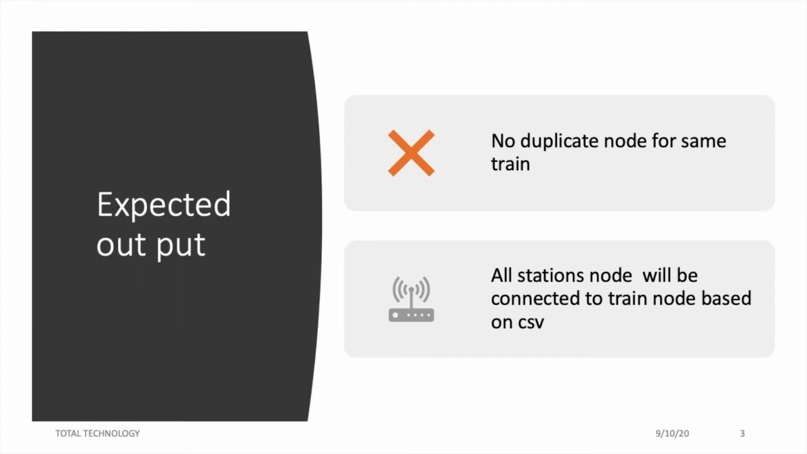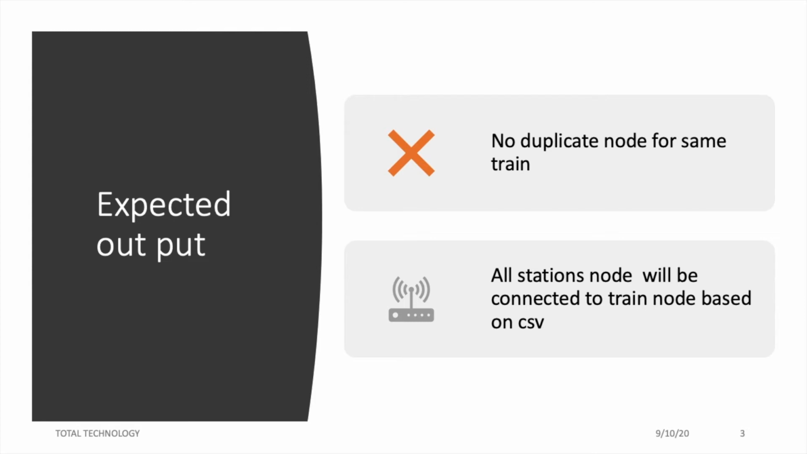So what is the expected output? No duplicate node for the same train. For example, in your list you have 5 unique trains, and every train goes to 100 different stations. Our job is to create only one node for each train, and from there connect the different stations. It is not going to be a one-to-one relationship between train and station. It is going to be one-to-many, meaning one train, multiple stations, and those will be connected. So the connection will definitely have some sort of relationship.